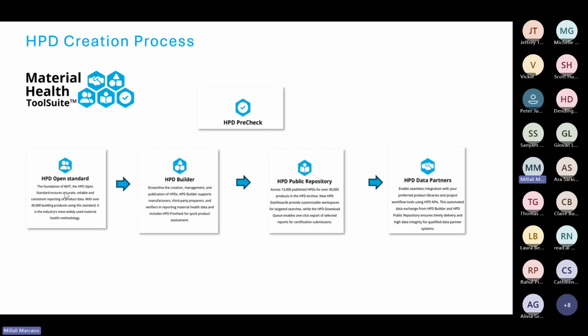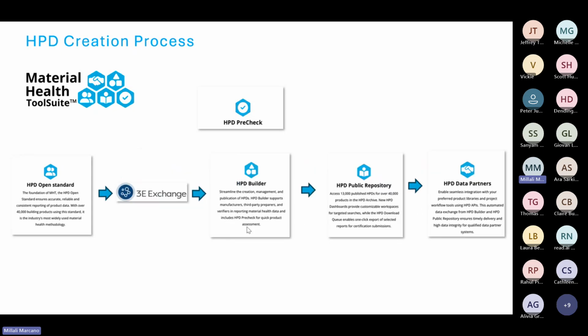Everything started with the HPD Open Standard, which is where all the guidelines are. There are documents that complement the standard that are best practices, but are part of the standard. Then the manufacturers use the HPD builder to create and publish HPDs. The HPD project can be used in this process when creating HPDs. Then HPDs are published and go to the HPD repository. From the repository, the data for the HPDs is shared with the HPD data partners, which are other databases that also provide health product declarations to the building and construction community.